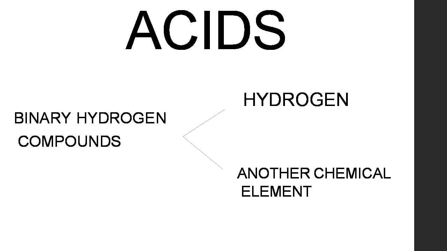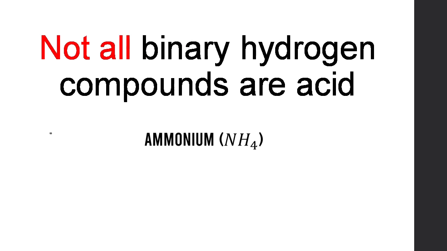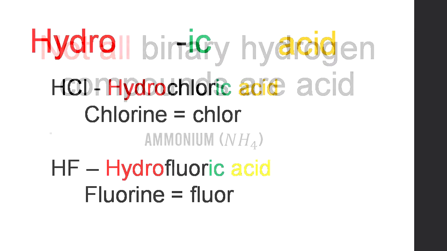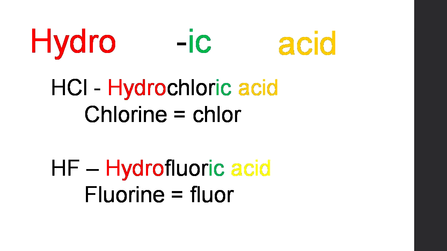So let's talk about acids. Acids are formed from certain binary hydrogen compounds that are dissolved in water. Binary hydrogen compounds contain hydrogen and another chemical element. However, not all binary hydrogen compounds are acids. Let's take ammonia as an example. Binary acids come from hydrogen plus any nonmetallic element.